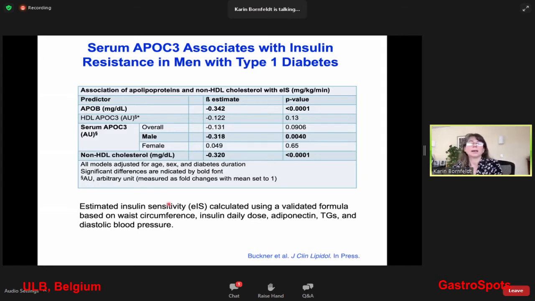the association between serum ApoC3 and insulin sensitivity, we found that only in males was increased ApoC3 associated with insulin sensitivity, so negatively associated with insulin sensitivity. So it's actually positively associated with insulin resistance in men with type 1 diabetes. And so was ApoB and non-HDL cholesterol.